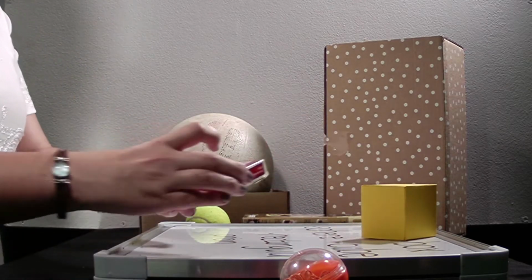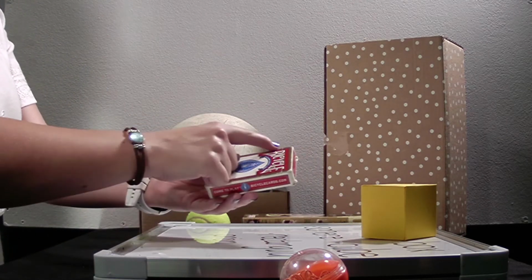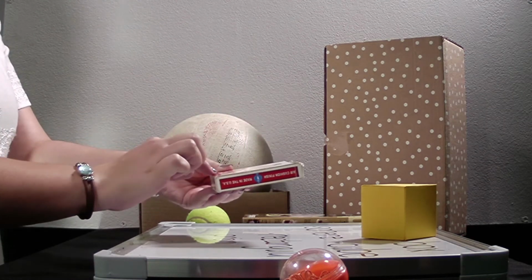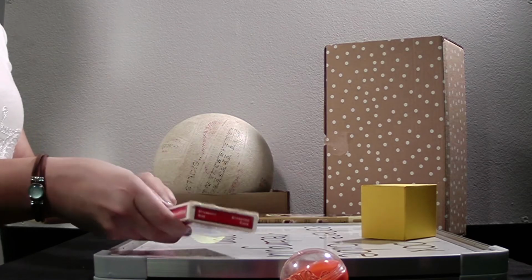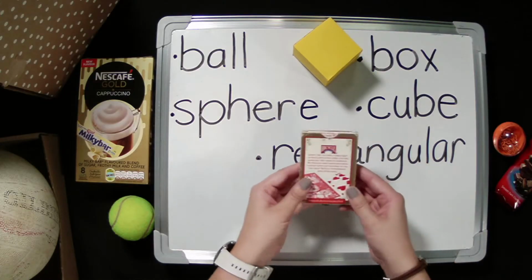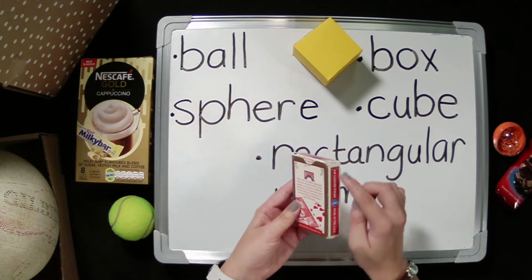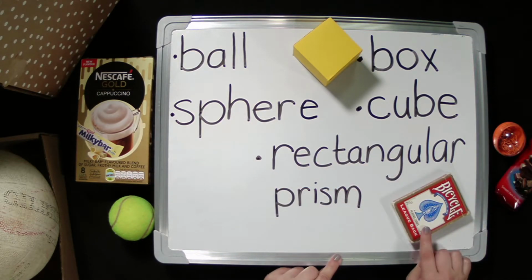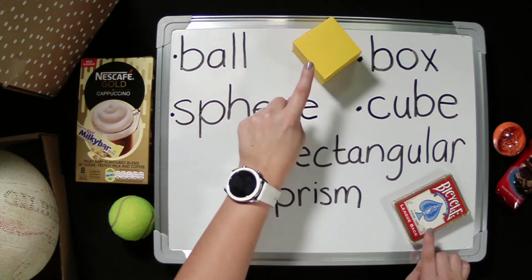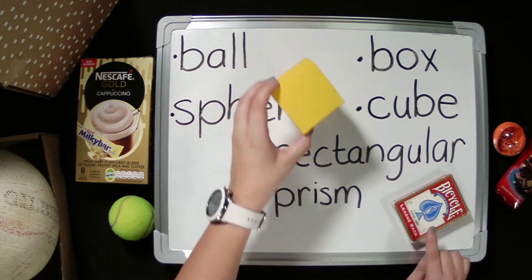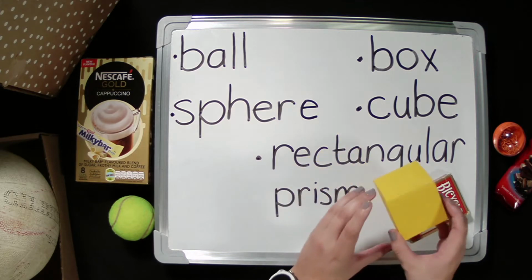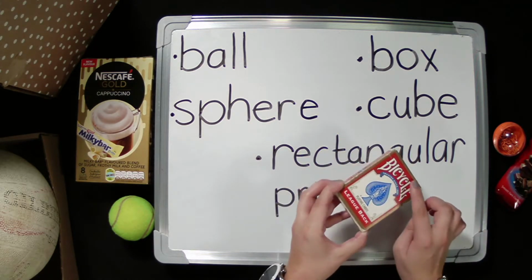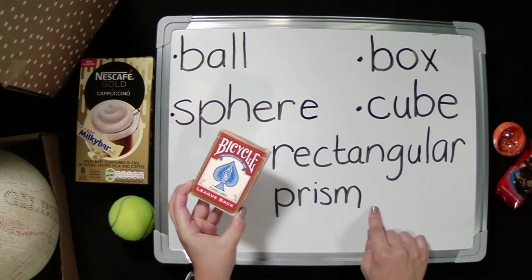If we have a look here at my playing cards, instead of square sides, we have rectangles for sides, which makes this a rectangular prism. So all my sides, when they are rectangles, we call this a rectangular prism. So here is an example. They are both boxes, but this is a cube when it's got square sides. And if it's rectangular, we call this a rectangular prism.